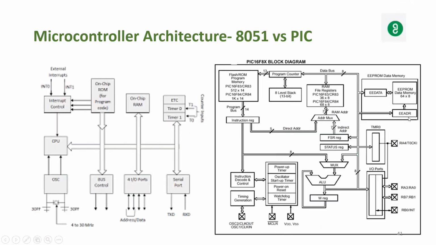So you have EEPROM, you have timer, you have input-output ports, instruction decode and control, and then timing generation. That is clock out and clock in, everything you have. You can power up your timer, you can start up the oscillator, you can reset on power on. You have a watchdog timer also. These are the differences. These are the microcontroller architectures, and this is the difference between 8051 and PIC.